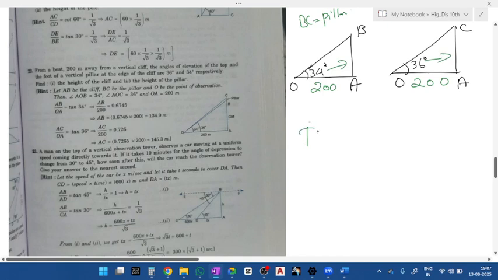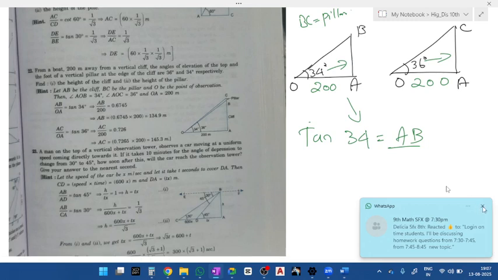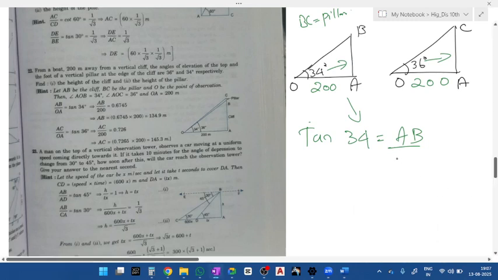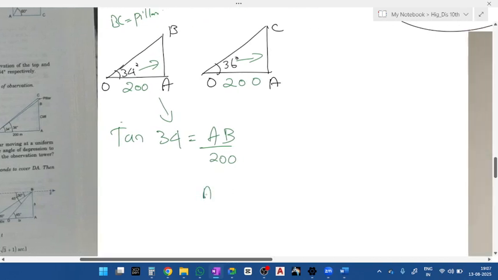So first let us use the tan formula. What is tan 34? If I write tan 34, what is the tan formula? AB divided by, for the first triangle, AB divided by, unmute and answer, students. AB divided by what? What is OA? 200. So if you want to find AB, are we multiplying or dividing? Are we multiplying with tan 34 or dividing with tan 34?